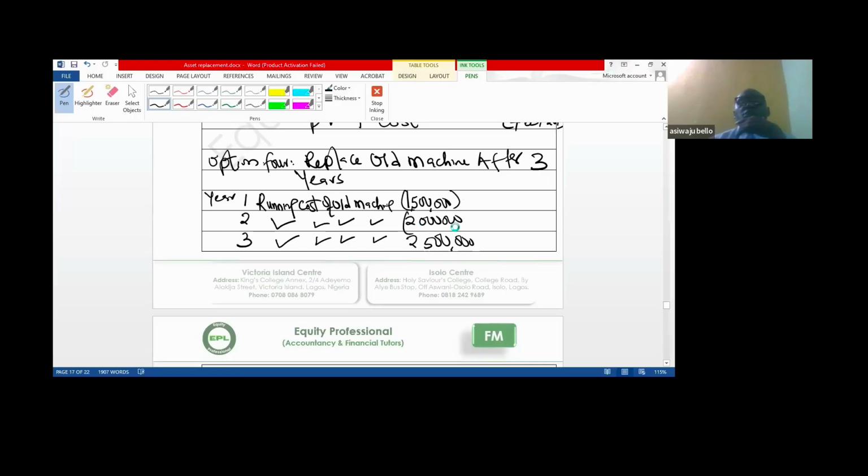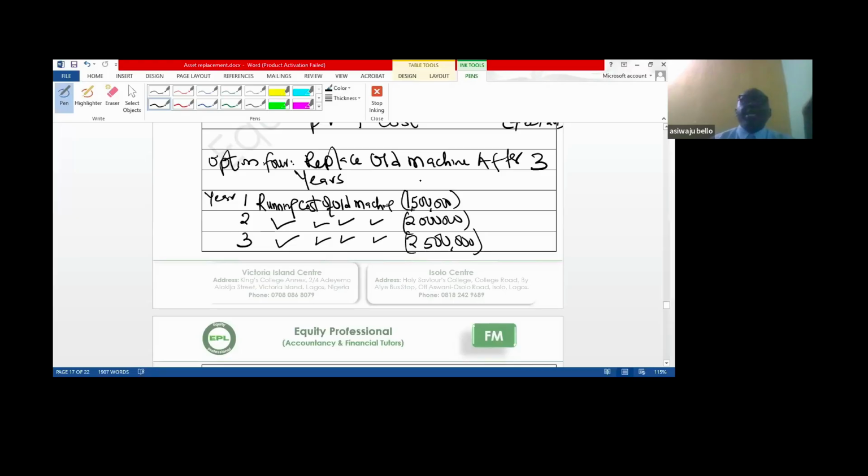Whether we like it or not, we must replace this machine after 3 years. We can't bring it anywhere, but it has completed 3 years. By force, after year 3, new machine must come on board.